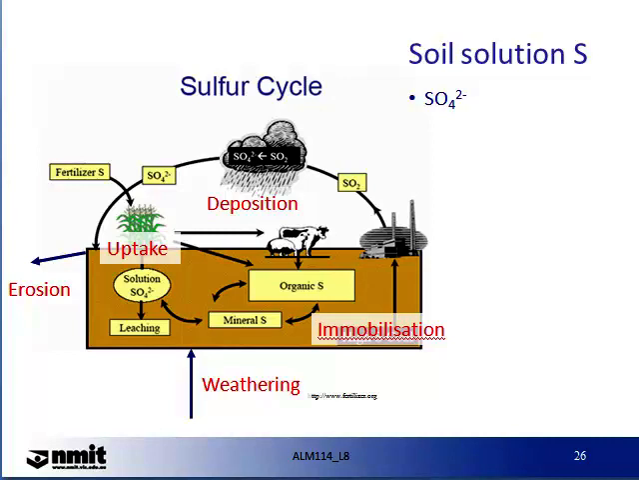Leaching losses are generally less in high pH soils because sulfate will precipitate with calcium or magnesium. It should be noted that in some soils, water moving upward through the soil profile via capillary action late in the growing season can carry sulfur towards the plant roots and the soil surface.